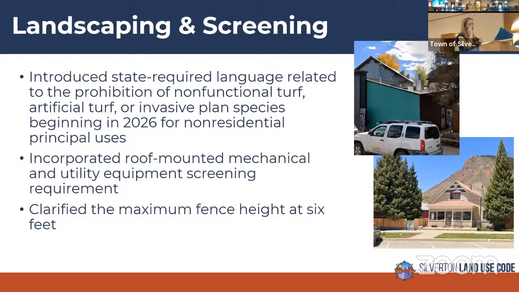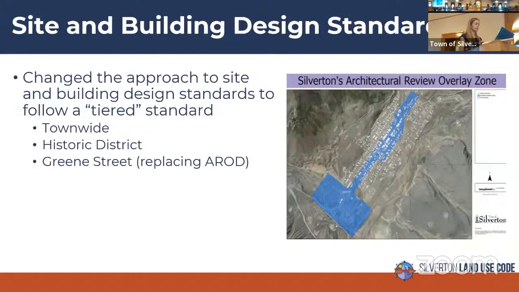And then for screening, we have clarified that the maximum fence height is 6 feet for new fences. And then we have some basic roof-mounted mechanical and utility equipment screening requirements. Next slide, please. So next are the site and building design standards. And the current approach in the draft is a tiered approach that sets 3 forms of design standards. There are town-wide standards. There are those historic district standards that we already talked about. And then we are proposing standards for Green Street to replace what is currently the architectural review overlay.